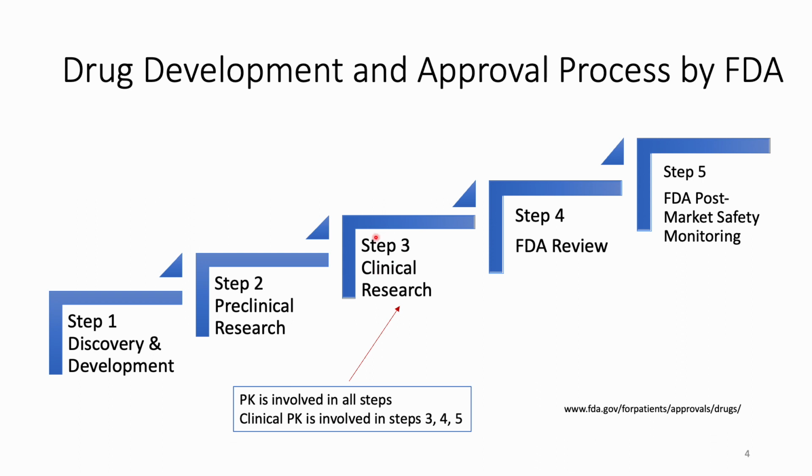For step 3, it's very important to determine what the body does to the drug, and pharmacokinetics is involved in all steps, but this step 3 is the most important because how the body of human beings acts on the drug is very important, as that will determine the safety.